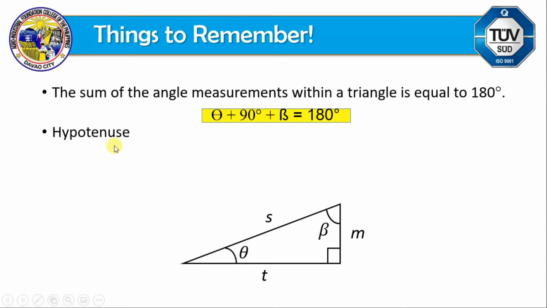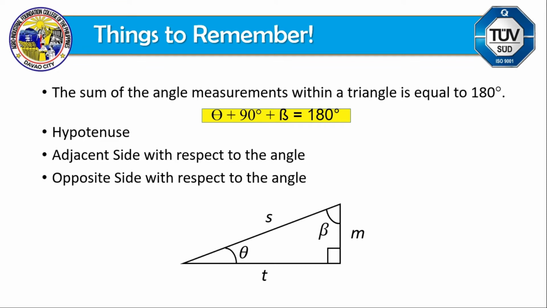Second is the hypotenuse. Okay, so the hypotenuse is the longest side, basically the longest side of the right triangle. So, in this case, yung hypotenuse natin is this one, yung pinakamahaba na side ng ating triangle. The next one is the adjacent side with respect to the angle. Isa naman is we call the opposite side with respect to the angle. Kung adjacent is katabi, yung opposite naman is atbang.